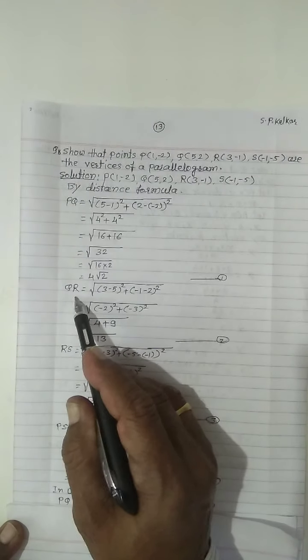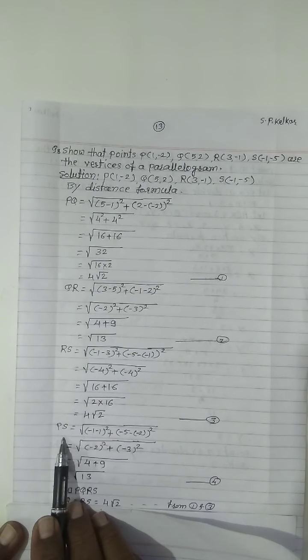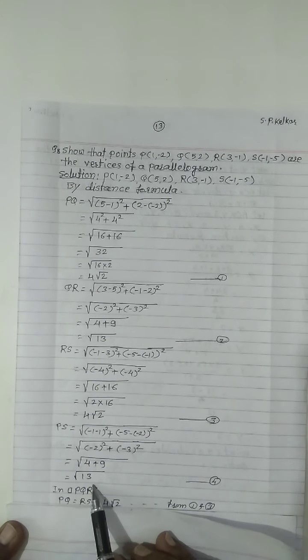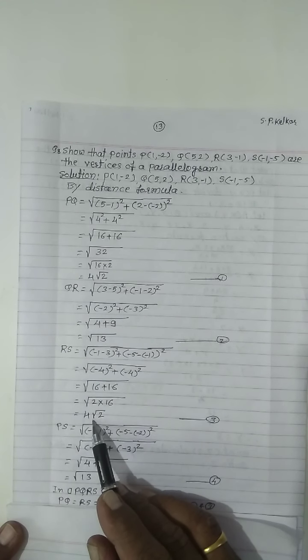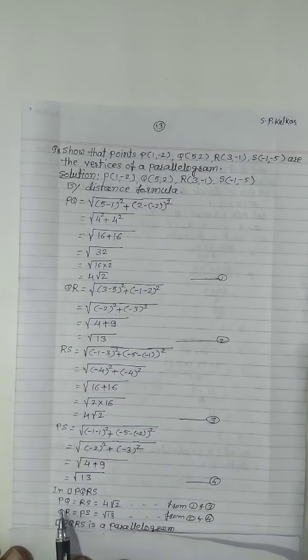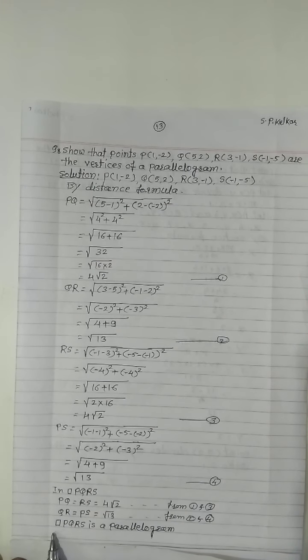See here, QR and PS have the same value, root 13 and root 13. PQ and RS have the same value, 4 root 2. So we can write that in quadrilateral PQRS, PQ equals RS, that is 4 root 2, from 1 and 3, and QR equals PS equals root 13, from 2 and 4. Then we can say that quadrilateral PQRS is a parallelogram because opposite sides have equal length.